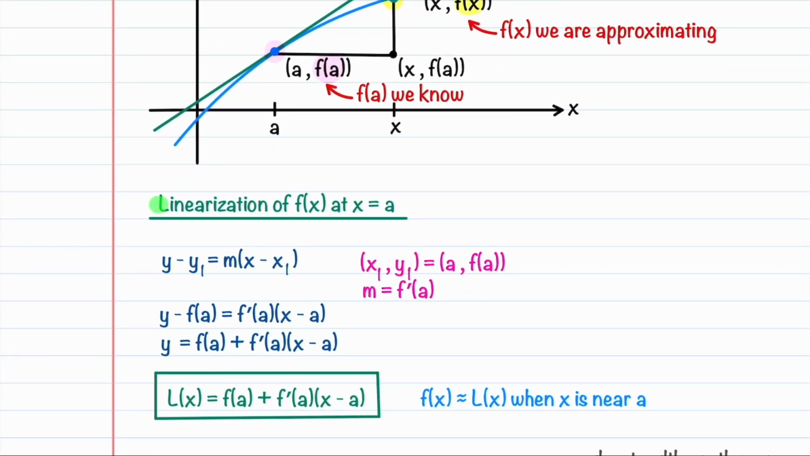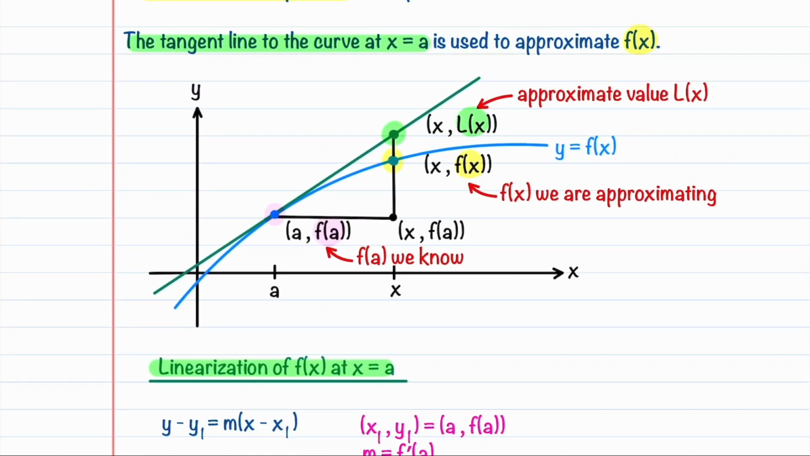The linearization of f of x at x equals a is the y value of the line that is tangent to the curve y equals f of x when x equals a. That's just this green line that was drawn up here. This is the y value that we're talking about.